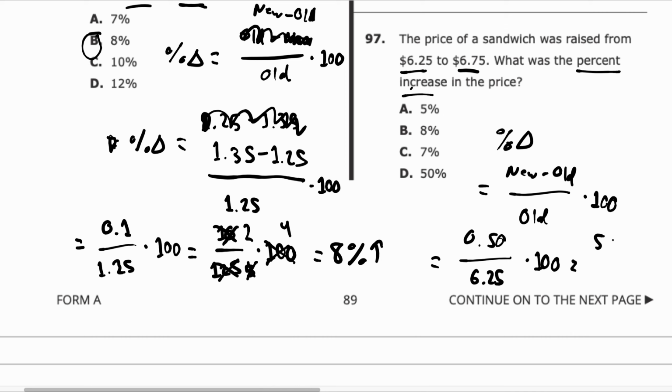So now we're going to multiply by 100, so we get 50 over 625 times 100. And I don't know, what is this value? It would be 625 over 5,000. So that's, yeah, that's 8. So that's 8%.